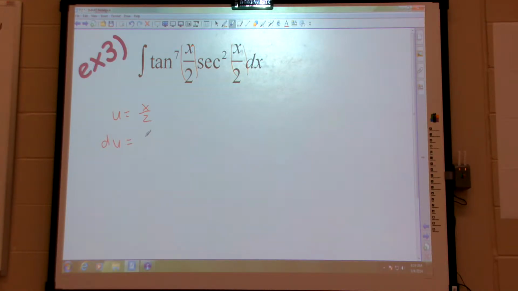What do you want to pick? Hold on. What does du equal? What's the derivative? 1 half dx. I went straight to that step, correct? So dx would then be 2 du. So I'd have the integral of tangent to the 7th of u, correct? Secant squared u times 2 du.